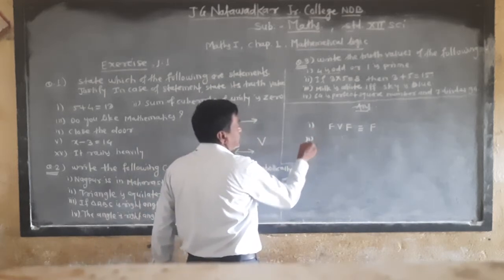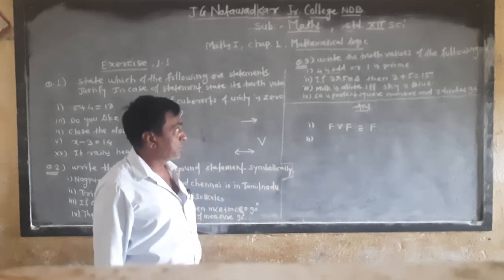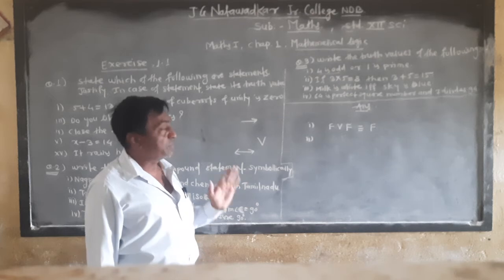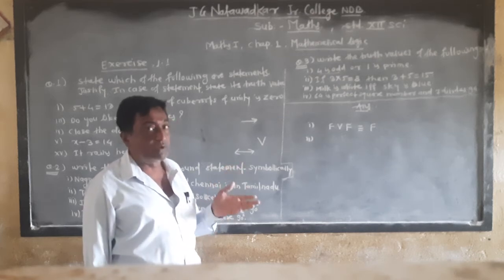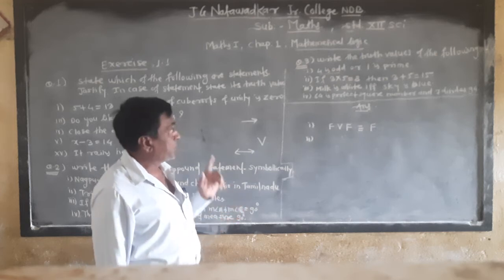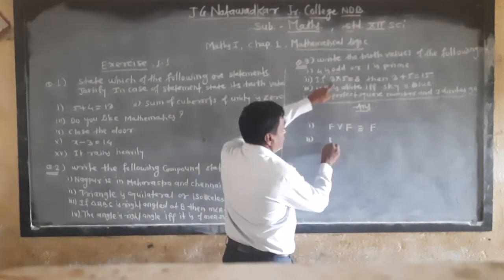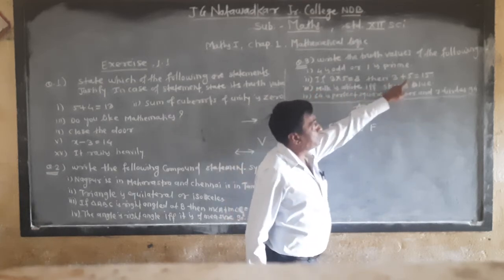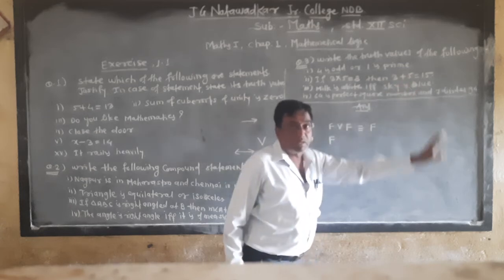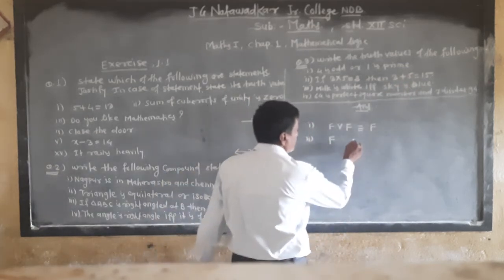Now the second statement is: if 3 multiplied by 5 equals 8. 3 multiplied by 5 equal to 8 is not possible, because 3 multiplied by 5 is 15, but here 8 is given. So this first statement is false. Then the second statement is 3 plus 5 is equal to 15, but actually 3 plus 5 is equal to 8. This is also a wrong statement. Its truth value is also false.